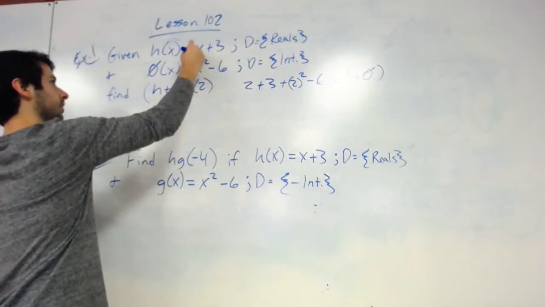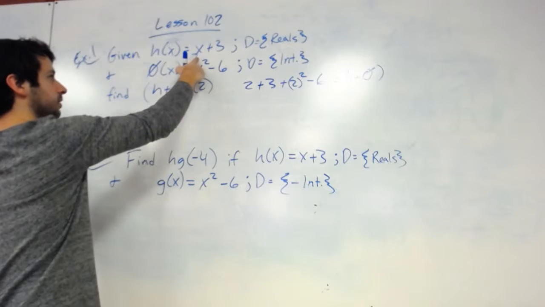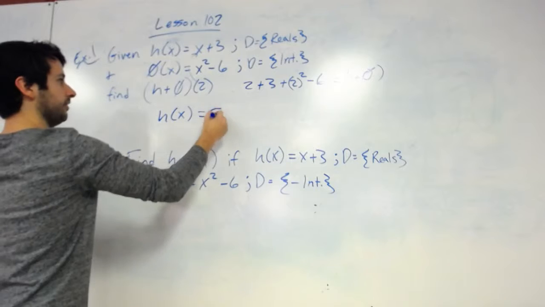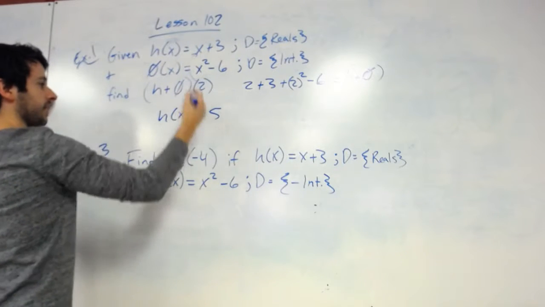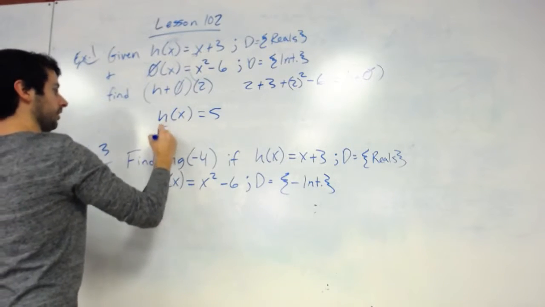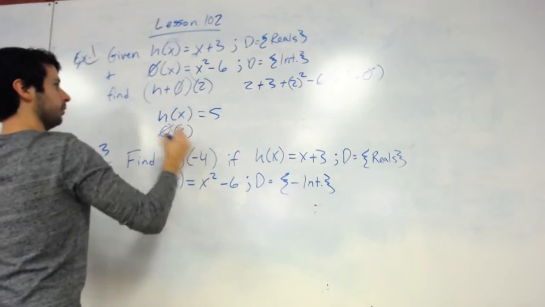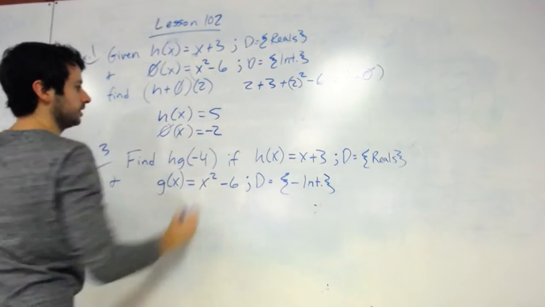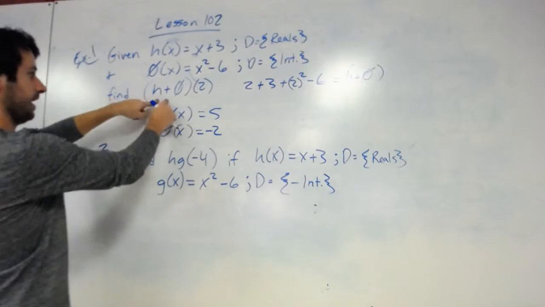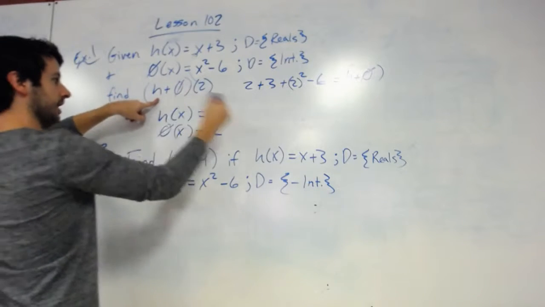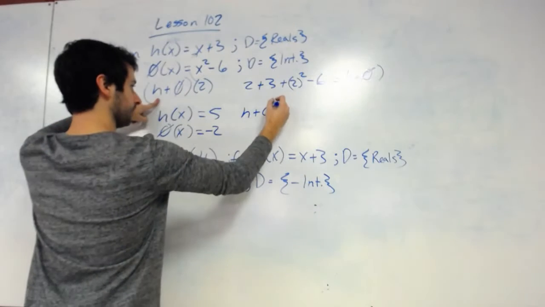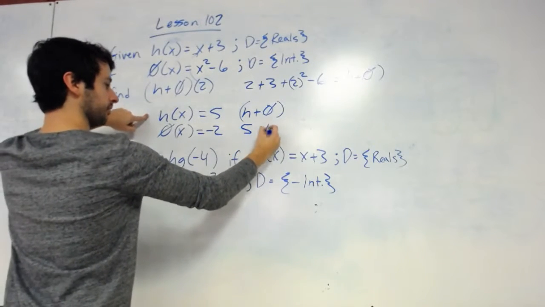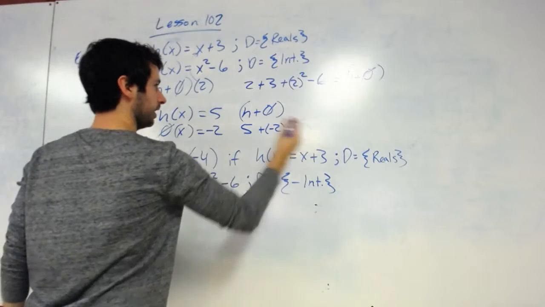You could know that h, when you plugged in 2, h of x would equal 5, because 3 plus 2 is 5. And then theta of x, when we plug that in, 2 squared would be 4 minus 6. That would equal negative 2. And then adding the two answers together is basically what we're doing. We're just substituting in 5 plus negative 2, or 5 minus 2, and we come to our answer.